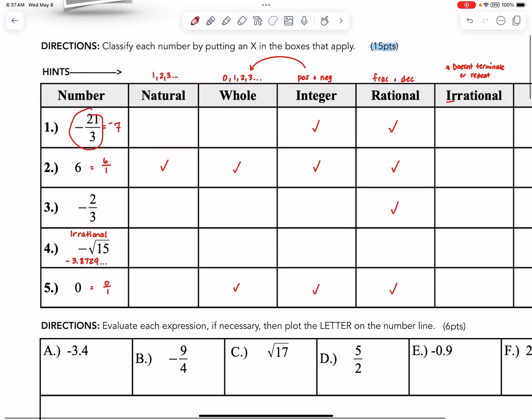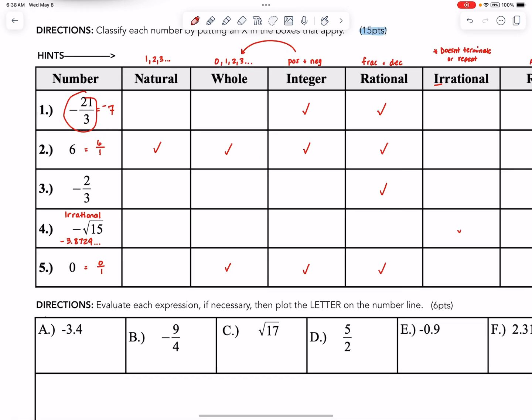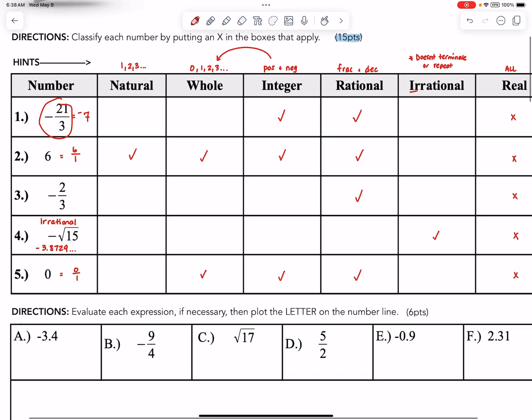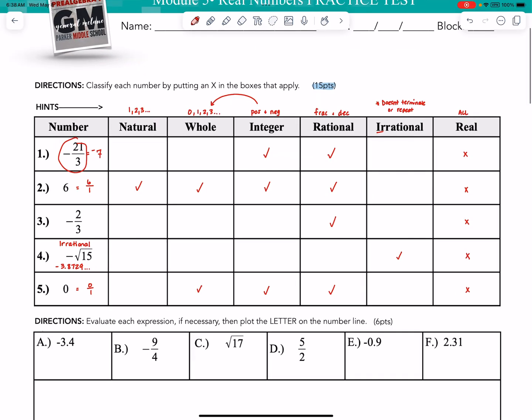Okay, irrational, we already made a note about this. We already know there's only 1. Okay, and then real numbers, and we're done. And then it's a 15-point thing, so I would count through and go, do I have 15? Well, 1, 2, 3, 4, 5, 6, 7, 8, 9, 10, 11, 12, 13, 14, 15.